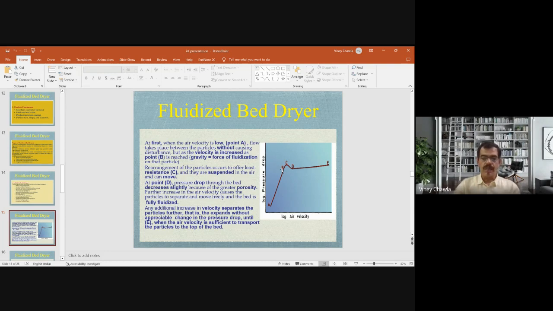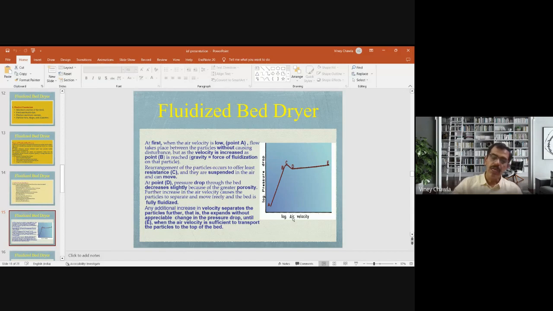So after this, some rearrangement of particles occurs to offer least resistance, and we reach point C. Now, this is the stage when we can say that particles are dancing in the air. They are suspended in the air, and they can move in all the directions. So at point D, the pressure drop through the bed decreases slightly because of the greater porosity of the bed. And further, if you increase air velocity, the particles separate and move freely, and the bed is called fluidized bed. This is the dancing state, and we want to achieve this dancing state.